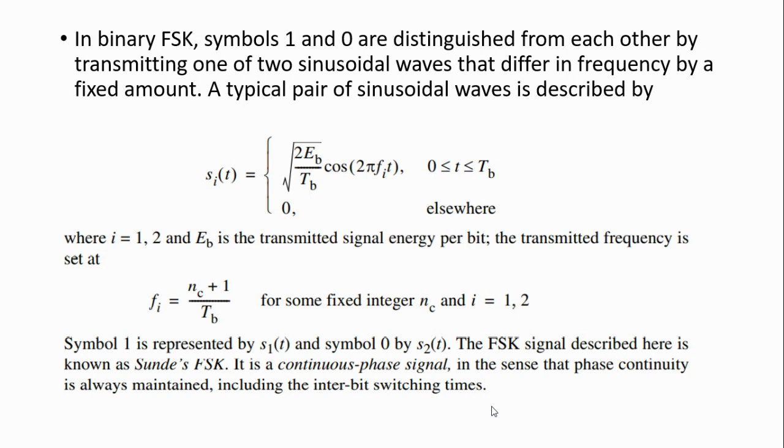The symbol 1 is transmitted. Symbol 1 is represented by S1 of t and symbol 0 is represented by S2 of t, and the FSK signal is described here. It has a continuous phase signal, and the phase is maintained between the signals.